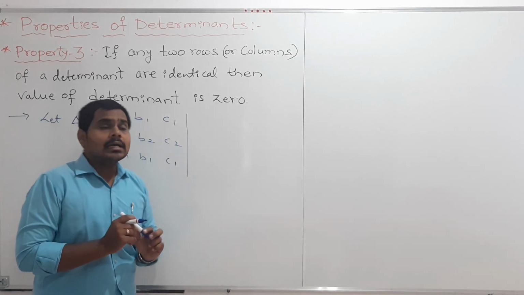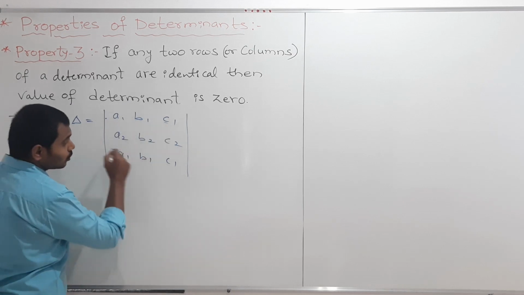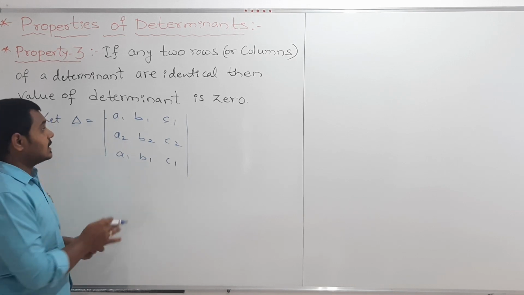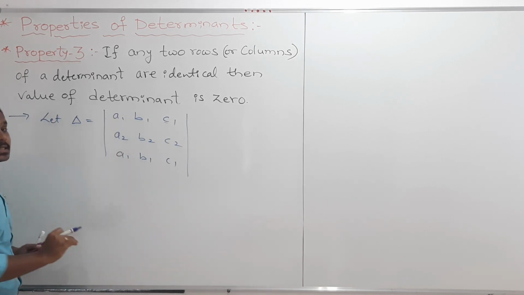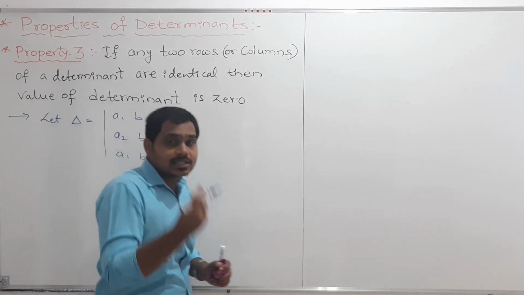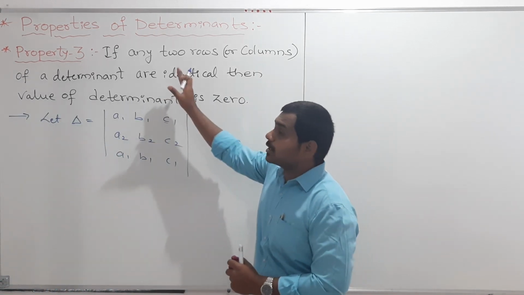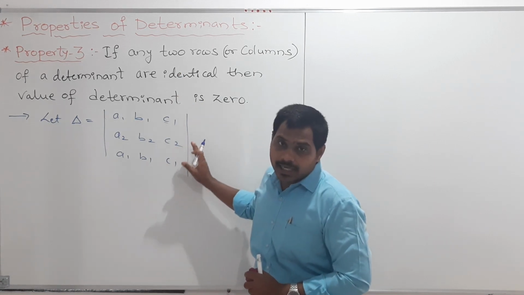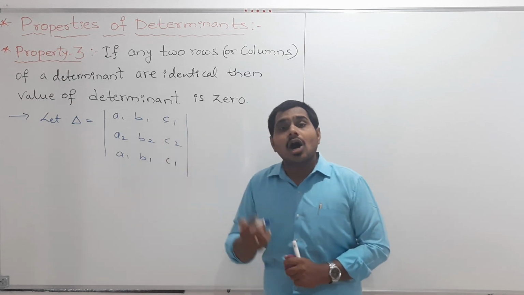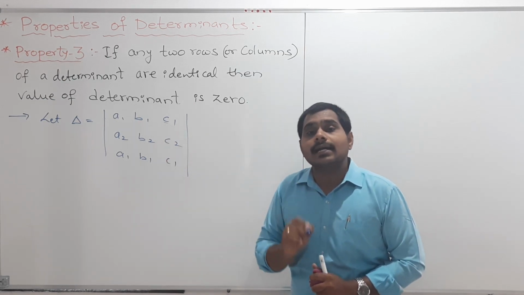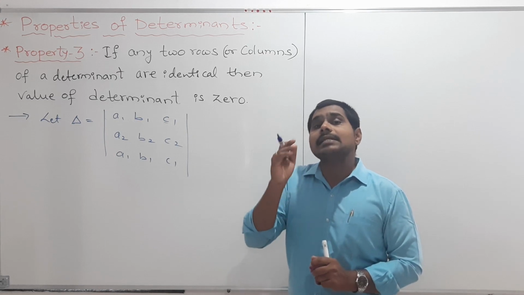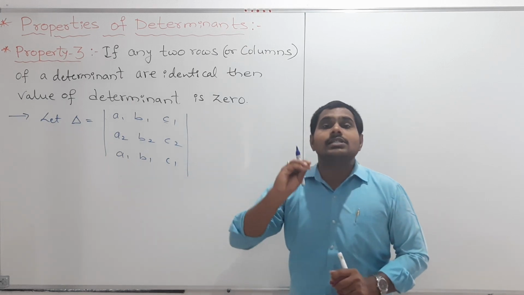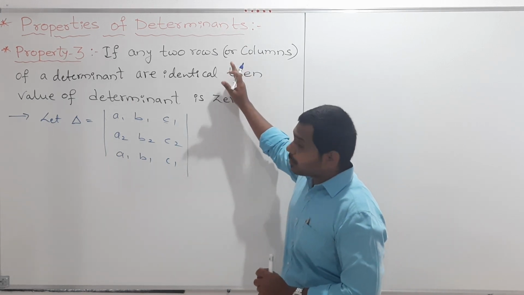Identical means that in any determinant, if any two rows or any two columns are identical, in such a case the value of the determinant will be equal to 0. That is the meaning of the third property. The third property says that in any given determinant, if any two rows or any two columns are identical, meaning the elements are the same, then directly you can say that the determinant value will be equal to 0. That is the third property statement.